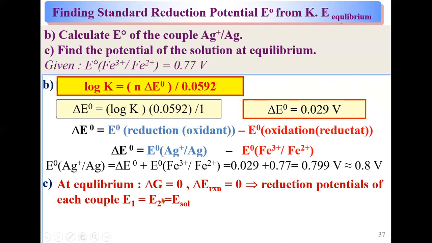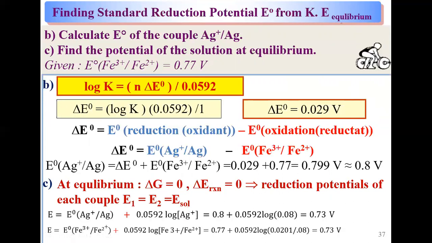At equilibrium, we know that the overall reaction free energy is 0. The overall delta E of the reaction is 0. And so the reduction potentials of each of the couples should be equal, and that will be the potential of my solution at equilibrium. Just as a test, go ahead, get it for both couples. I would personally not get it for the iron if I had the choice. I would simply get it for the Ag because I have the concentration of Ag+ already at equilibrium, and therefore I don't have to do further calculation.